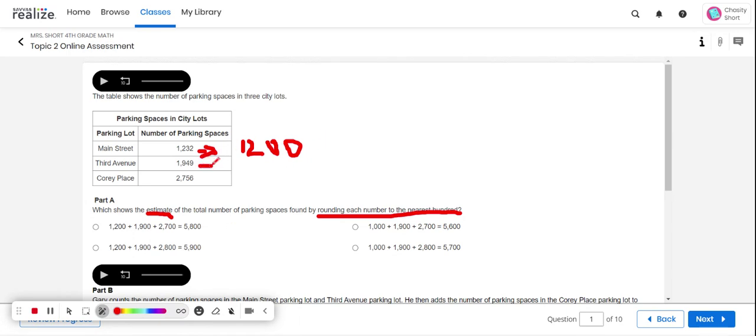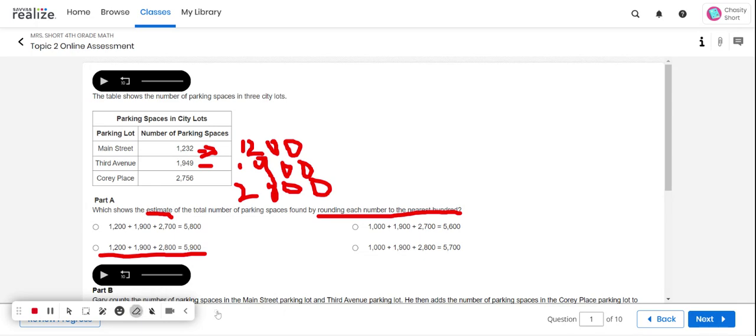This one is going to round to 1900. And this one is going to round to 2800. So 2800. And the only thing you have to do is select the one that has those three numbers in it. So it looks to me like that's going to be this one. Okay? Now, let's go on to the next one.